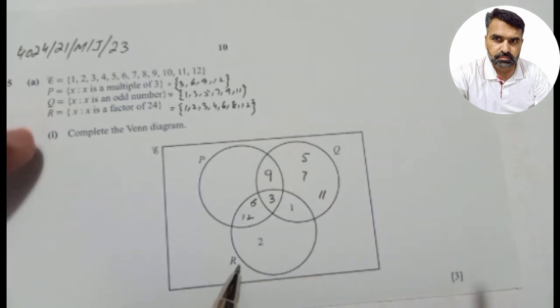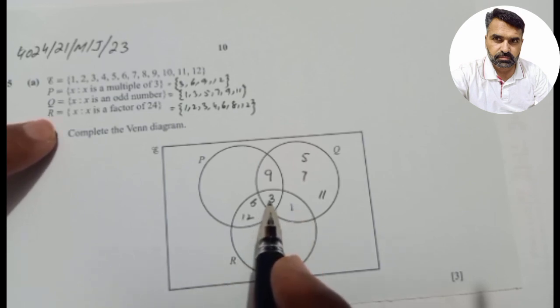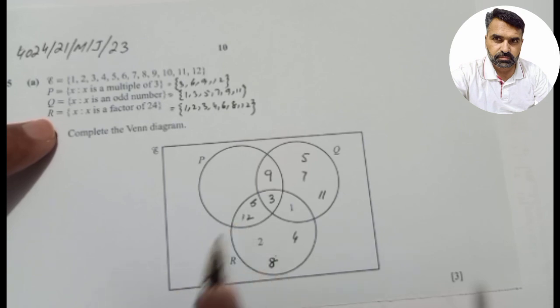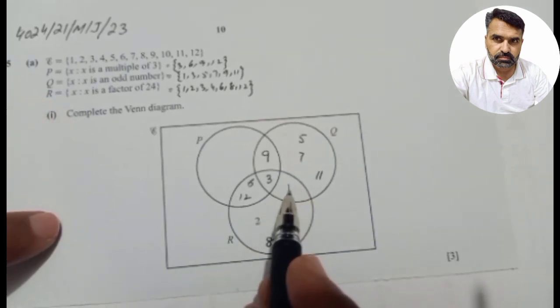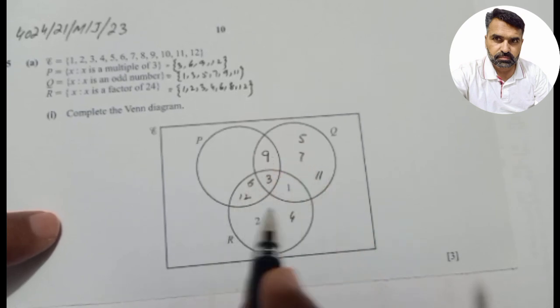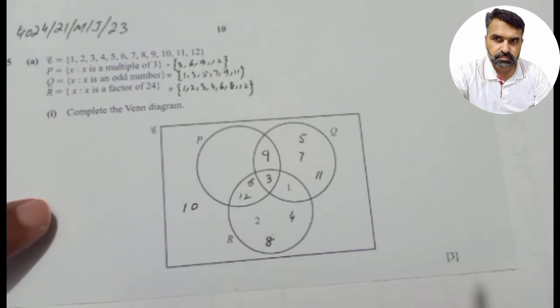Now students, look at the entries of set R. Entries of set R are written: 1, 2, 3, 4 is not written, 5 is not an entry of set R, 6 is written, and 8 is not written, so I will write 8 here, and 12 is written. Now students, look at all the entries. 1, 2, 3, 4, 5, 6, 7, 8, 9, 10 is missing, so I will write 10 here in the universal set. Now we have completed this part.